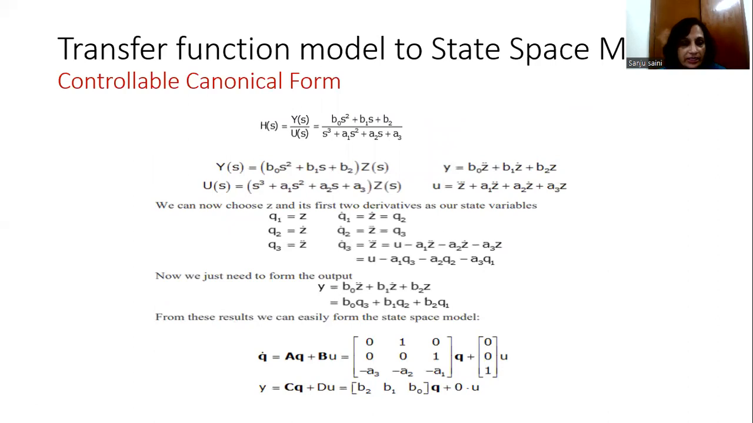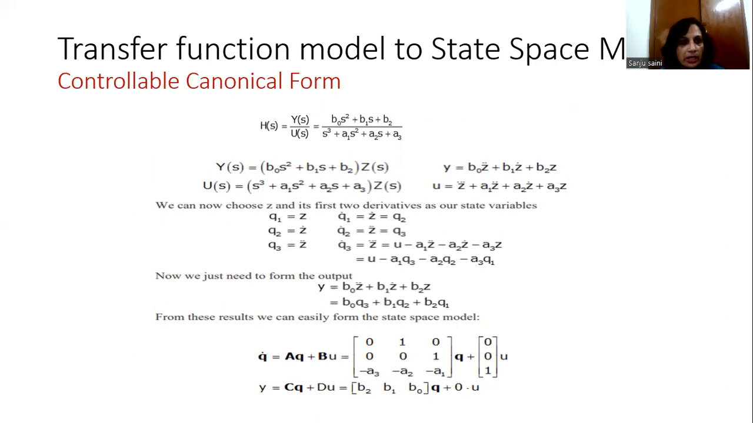Then, that was the conversion from the state space model to the transfer function model. The other conversion can be from the transfer function model to the state space model. So this conversion can be in a number of forms. I'll be discussing two major types of the forms.